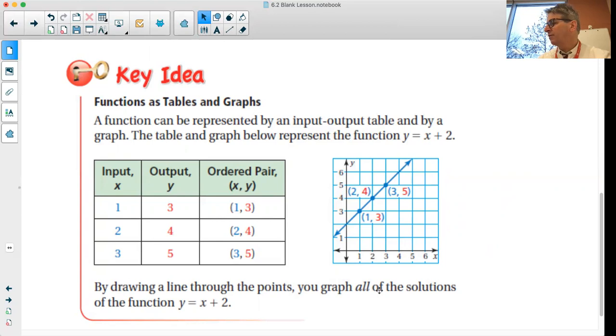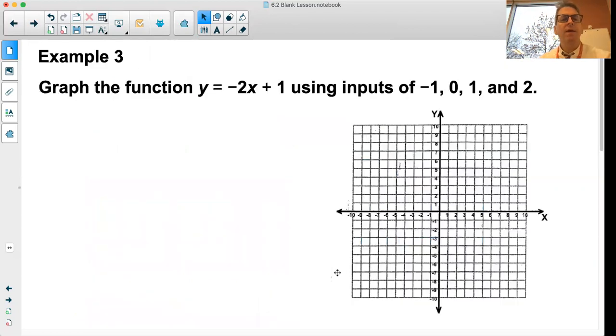So in example 3 now, we're going to graph a function and we're going to lay out some ordered pairs for them. Okay, so let's do that next. Example 3. Graph the function y equals the negative 2x plus 1 using inputs of -1, 0, 1, and 2.